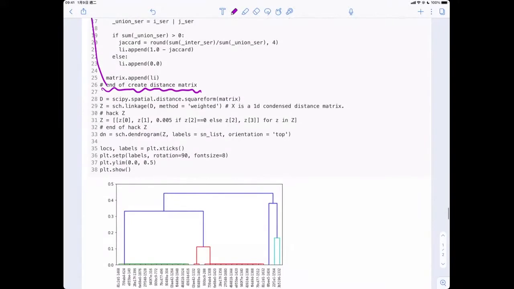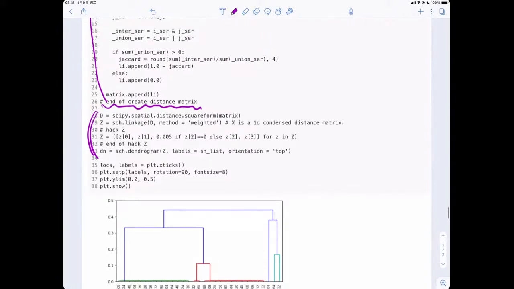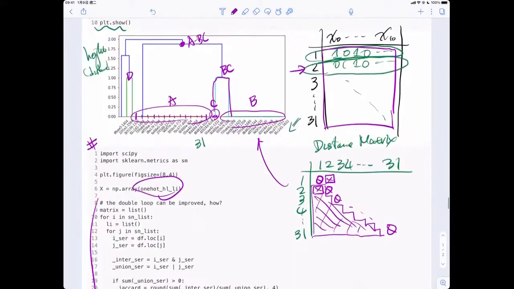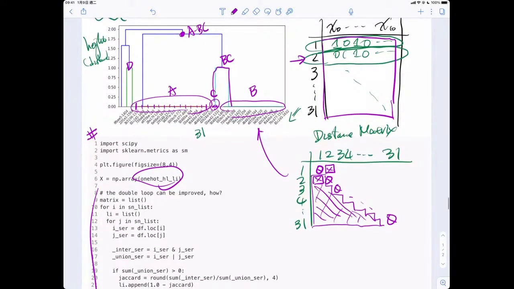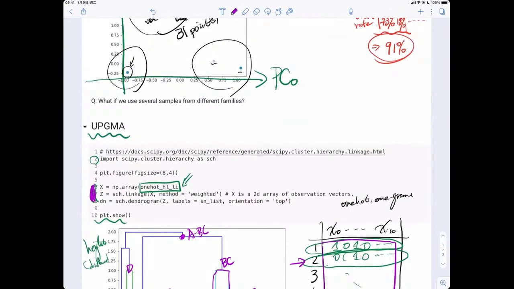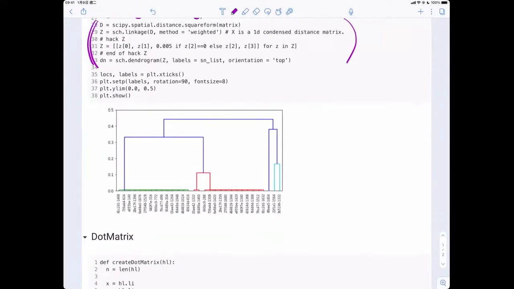So these codes right here show how you build such kind of UPGMA graph by using only a distance matrix. If you only have a distance matrix, use line 28 to line 33. But if you have a 1 hot 1 gram matrix, you use this code, line 6 to line 8. I think UPGMA is good enough for you to understand the relationship between different instances, different samples.